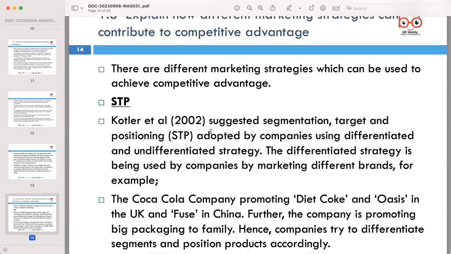However, the suitability of differentiated or undifferentiated strategies depends on the product and market. Relationship marketing focuses on continued interactions with customers to foster loyalty. Loyal customers can provide a competitive advantage through referrals in the era of social media. Various marketing strategies, including STP, global strategies, and relationship marketing, can contribute to a competitive advantage. The choice of strategy depends on the product market and customers' needs.